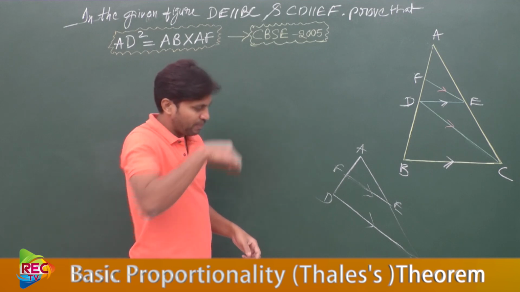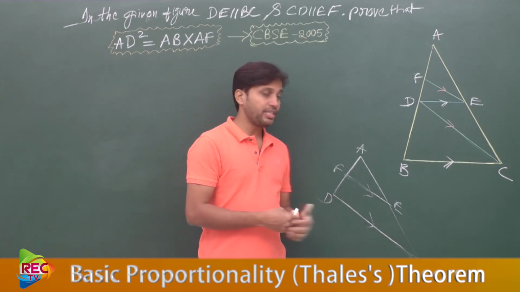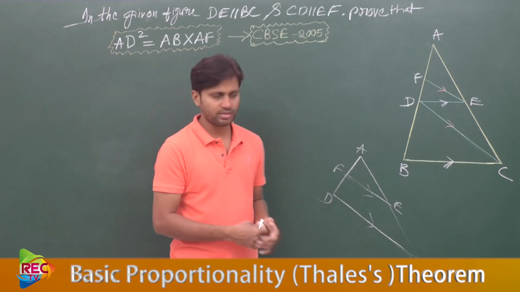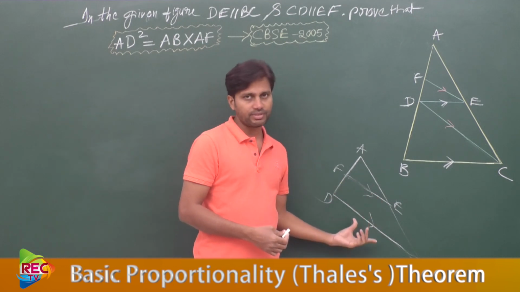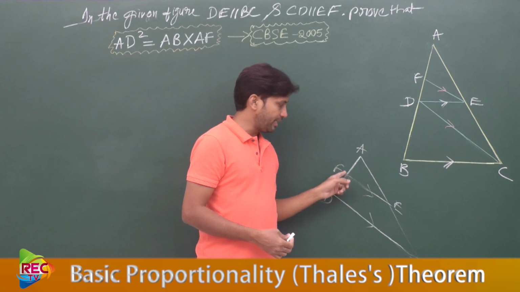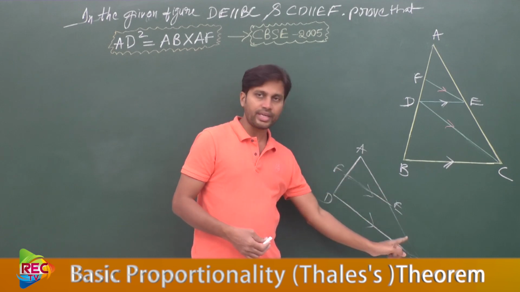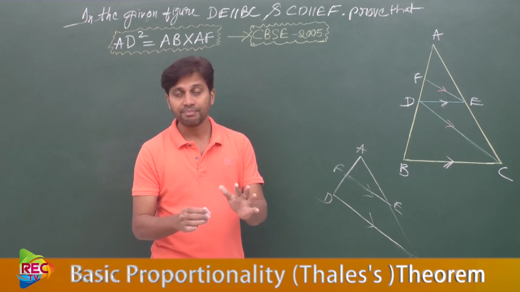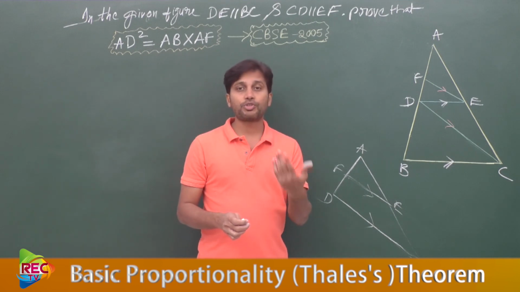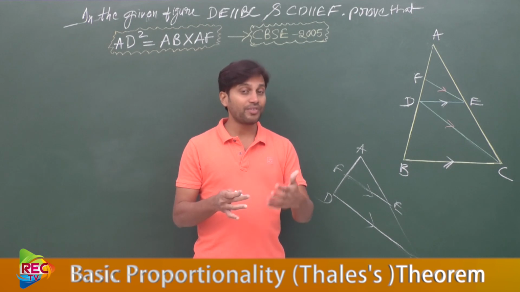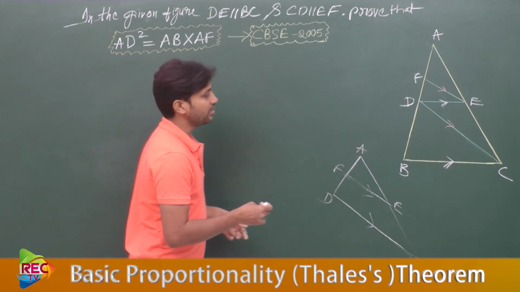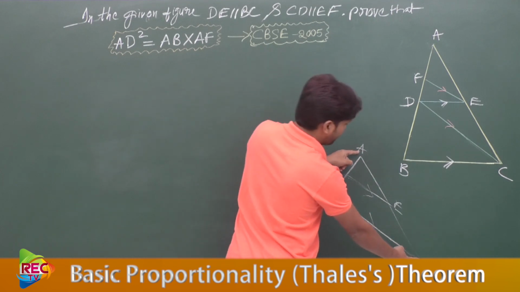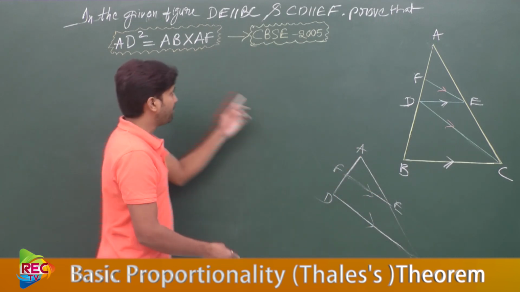Now tell me, can we apply the results of the basic proportionality theorem, that means Thales theorem, or not? Yes, because one line is drawn parallel to one of the sides of the triangle, which is intersecting the remaining two sides. So therefore we can apply. But here we are not applying directly the rule of the basic proportionality theorem. We are applying the rule of its corollary. What is its corollary? Tell me. AD by AF equal to AC by AE. Let me write the condition.